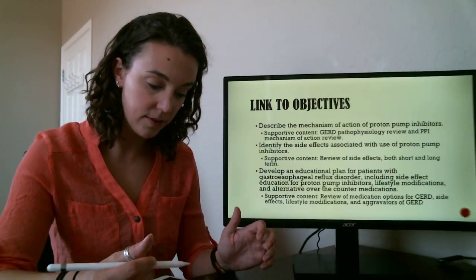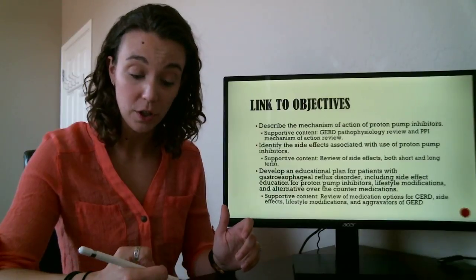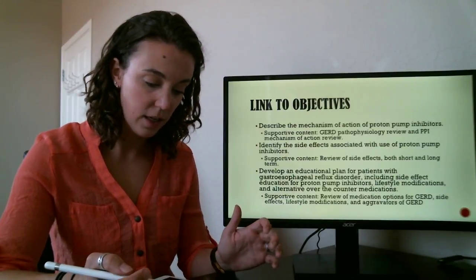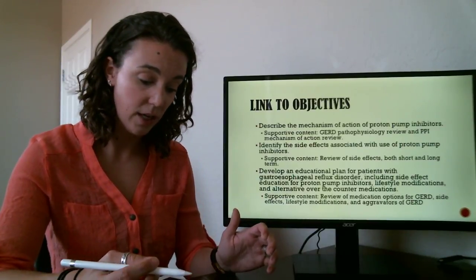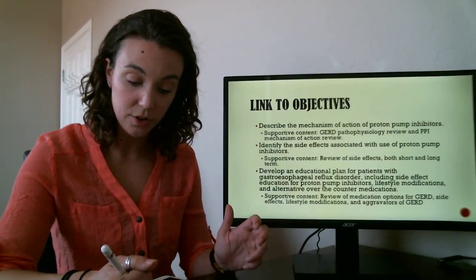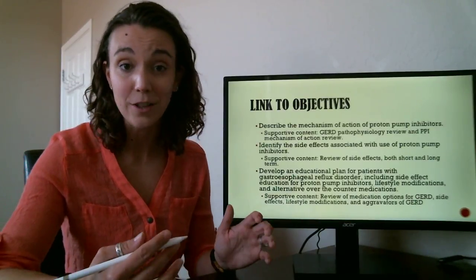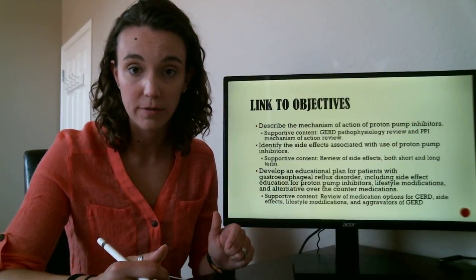Links to objectives. So in order to describe the mechanism of action of proton pump inhibitors, we went over the GERD pathophysiology and we reviewed the mechanism of action of the PPIs. We reviewed side effects, both short and long term, so the students could identify those. And then our review of the alternative medication options, the side effects, the lifestyle modifications, and the aggravators of GERD. These are all things that the students can include in their educational plan for their patients.